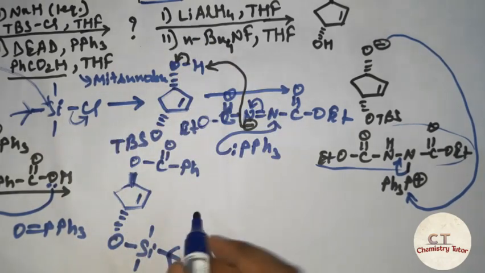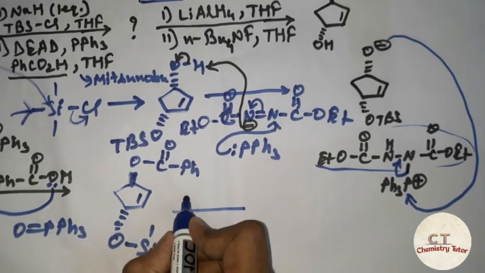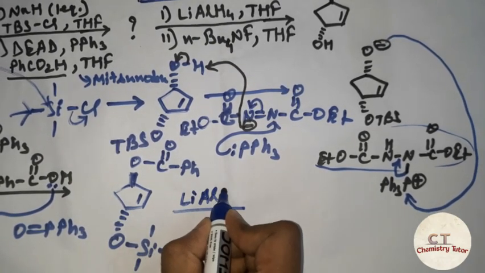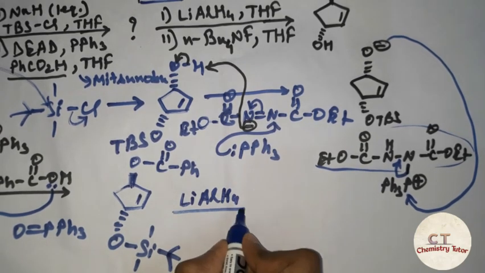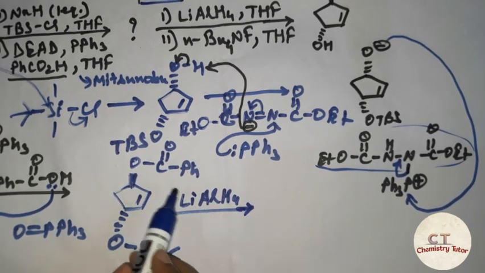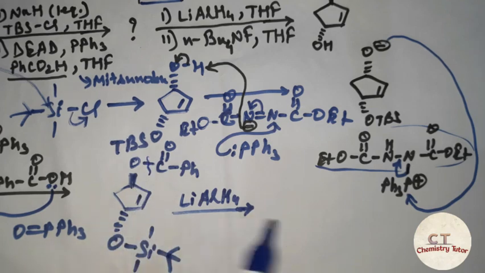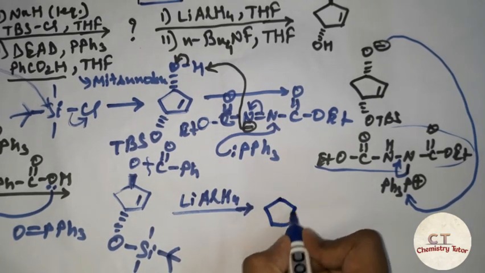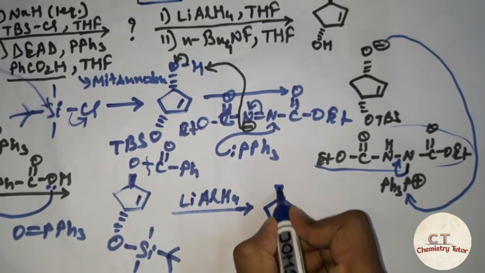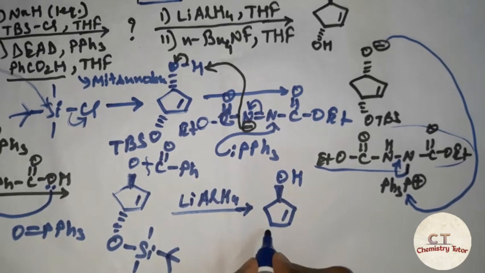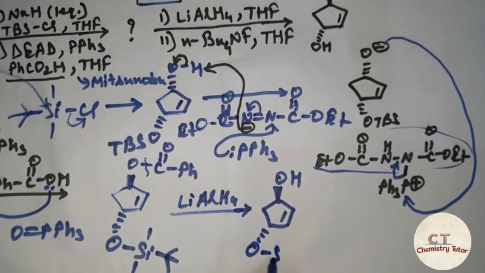Then in the next step it has been given lithium aluminum hydride. So what is the function of this? It is going to convert it into alcohol. So there will be formation of alcohol, and this group will remain as such.